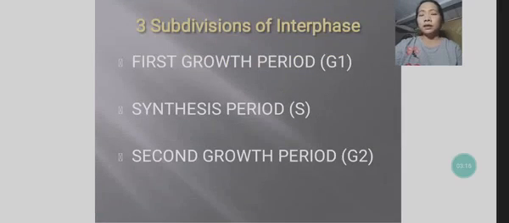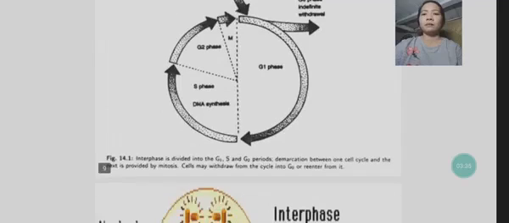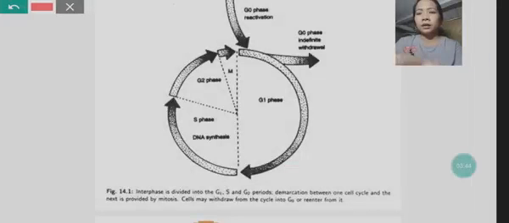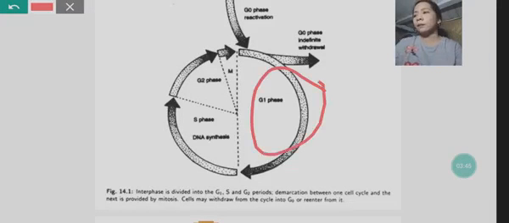Okay, interphase has three subdivisions. First is the first growth period, or the G1. Second is the synthesis period, or the S phase. And the third is the second growth period, or the G2. Okay, let's see here. Here you see the G1 phase. This is the period before the synthesis of the DNA.